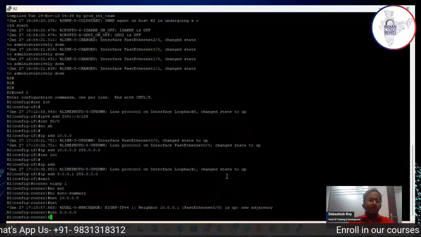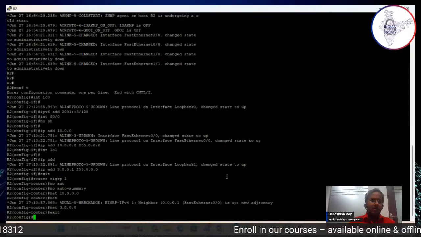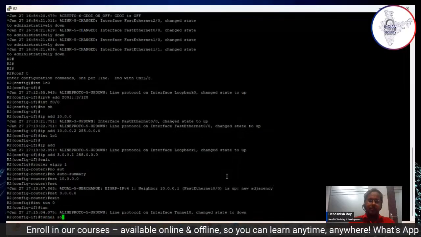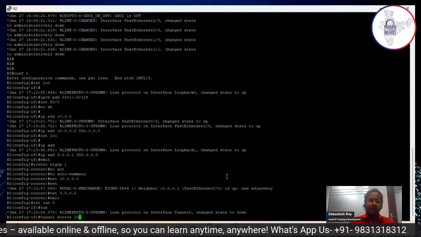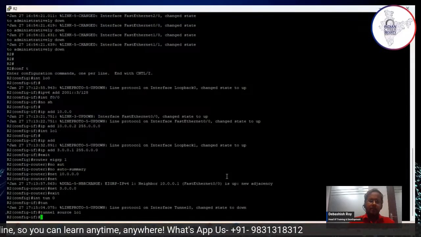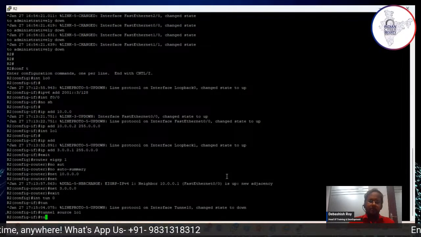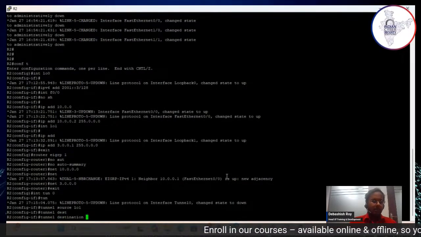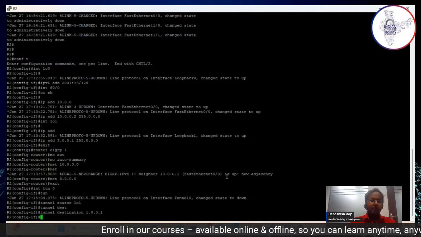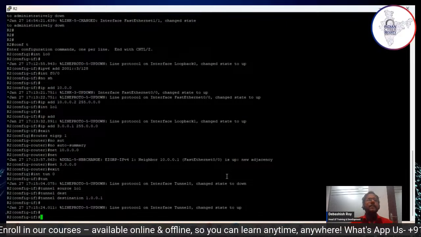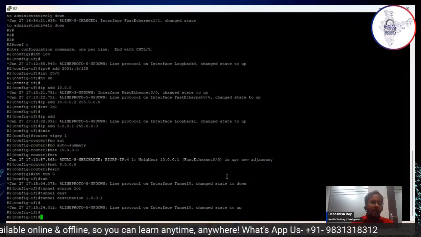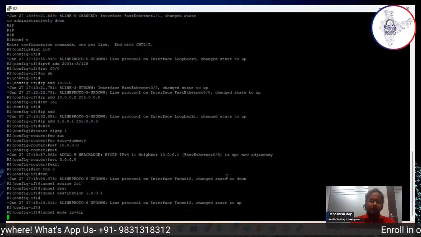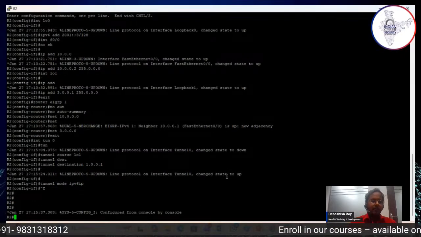And in R2 as well, you go there and give interface tunnel 0. You can give other numbers also. Tunnel source is loopback 1, and the tunnel destination is 1.0.0.1, and the tunnel is up. As soon as you give the destination, the tunnel comes up. Just check out. And tunnel mode IPv6 to IP. And there you go, the tunnel is up.